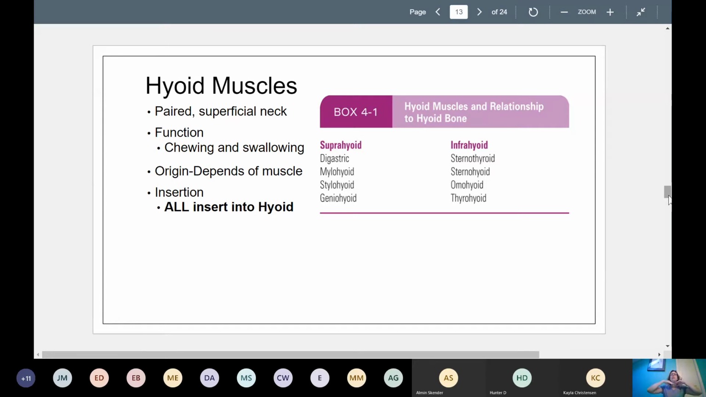So anything that's a suprahyoid is going to go up this way. Any of the infras are going to go down this way. But they're all going to insert into the hyoid bone.